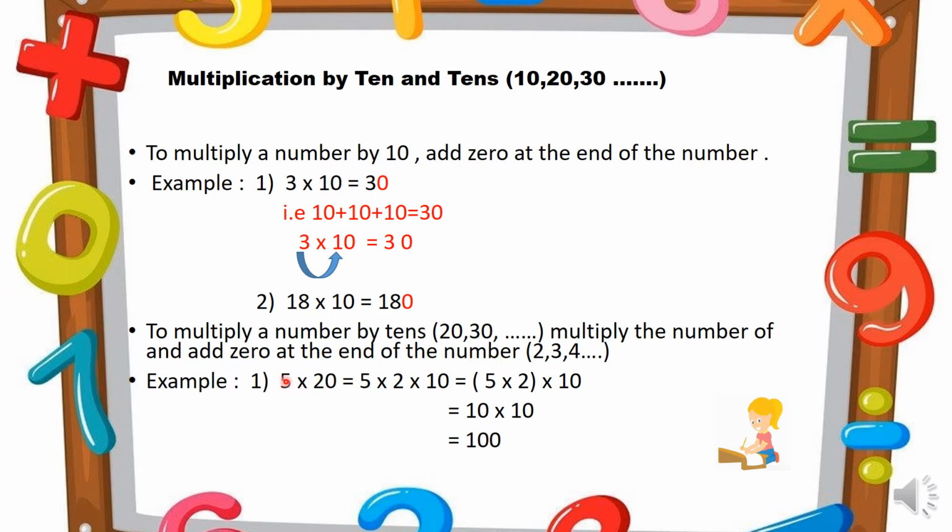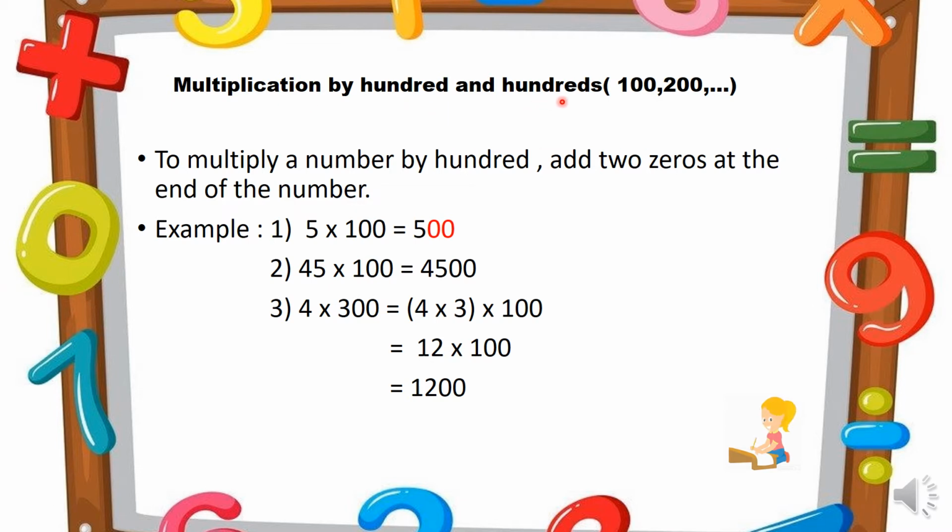In this example, see 5 multiplied by 20. Here you have to split up this 20 as 2 multiplied by 10. So 2 multiplied by 10 means 20. 5 multiplied by 2, then multiplied by 10. So we will get 10 multiplied by 10, which is equal to 100.